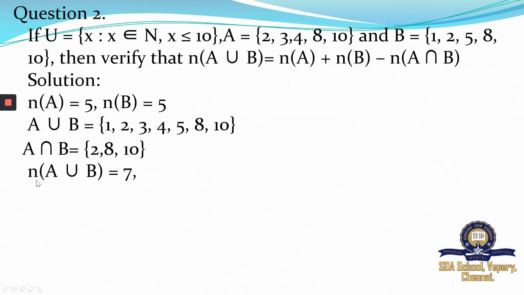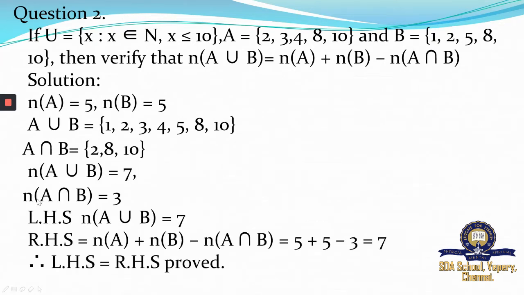Next, let us find the cardinal number of A union B, which means I have to count the number of elements of A union B. If I count, I get the elements as 7. So I have written 7 down over here. Next, let us first find the cardinal number of A intersection B.